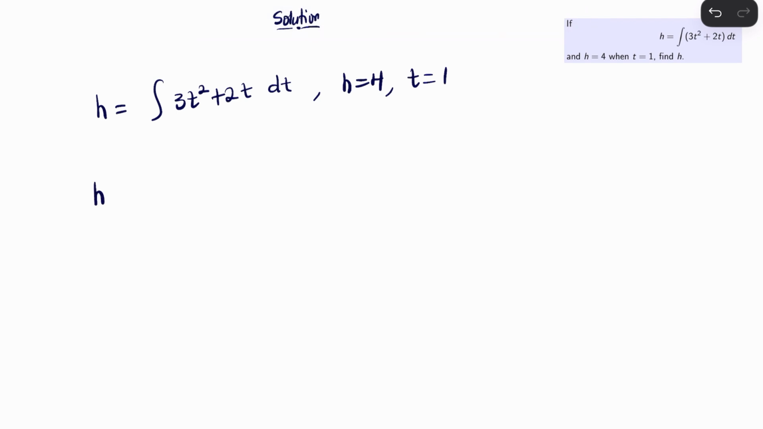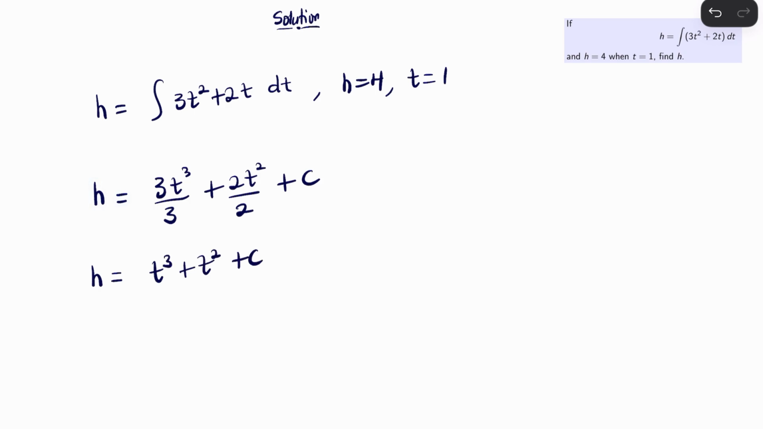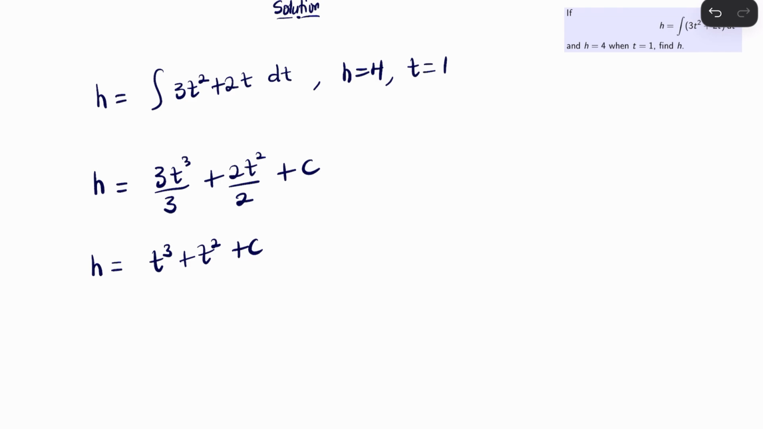So we are going to have h is equal to, you add 1 to the exponent, then you divide by the new exponent. Thus, we're going to have 3t cubed divided by 3 plus 2t squared divided by 2 plus a constant c. Simplifying this, h is equal to t cubed plus t squared plus c. But here we are being told that when t is equal to 1, h is equal to 4, right?